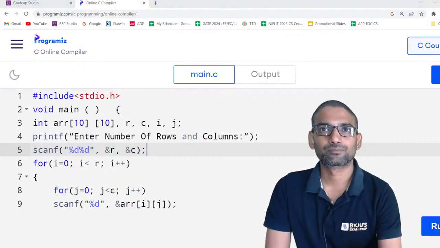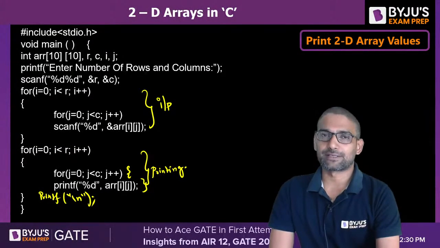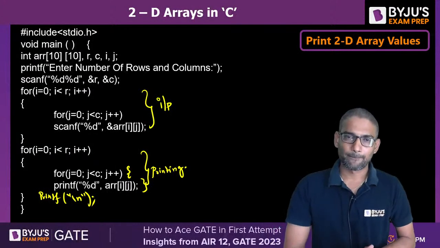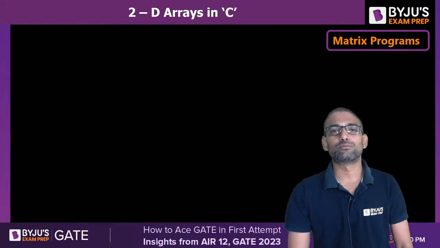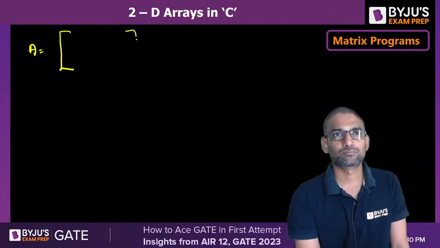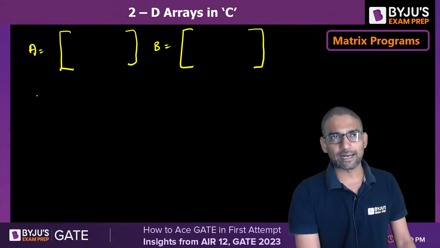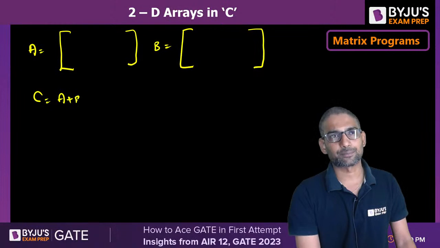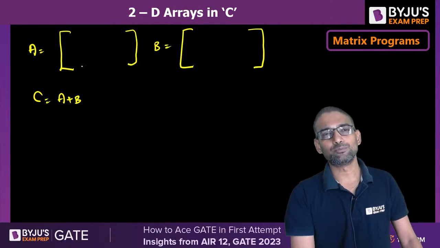Now, as 2D array and matrix, both are similar. In the matrix, if I want to take 2 matrices, let matrix A and matrix B. Matrix A and matrix B I am taking. I would like to add 2 matrices. Okay. So how do I do it?